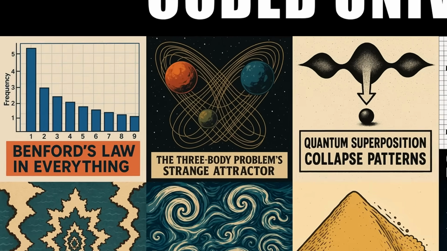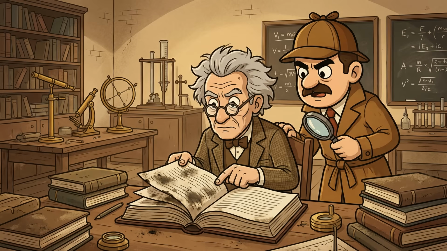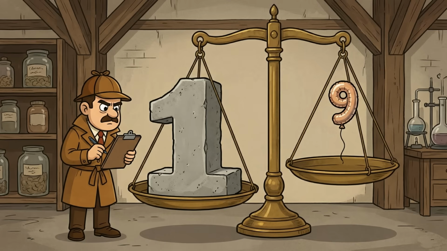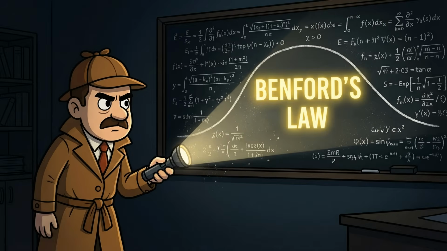Benford's law in everything. In 1938, physicist Frank Benford noticed something strange about the first digits of numbers in real-world datasets. Whether examining river lengths, stock prices, population figures, or physical constants, the number 1 appeared as the first digit about 30% of the time, while 9 appeared less than 5% of the time. This wasn't random chance. It was a precise mathematical pattern now called Benford's law.